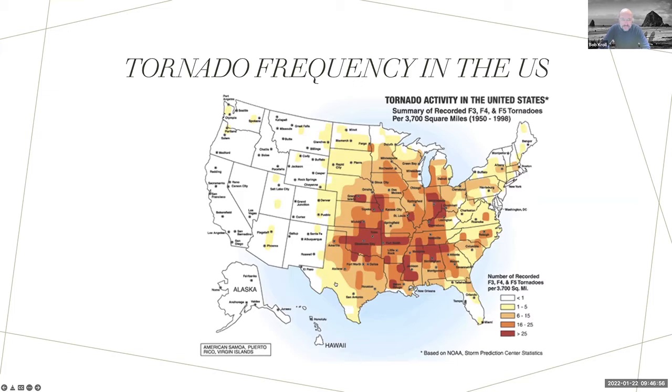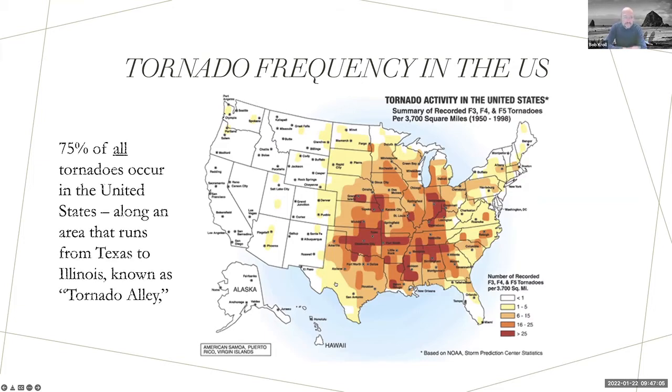In this country, a vast majority of the tornadoes occur in the center of the country, from Texas up to Illinois, in an area called Tornado Alley. 75% of all of our tornadoes are in that region. And this talks about the EF 3, 4, and 5 tornadoes, so I think that's quite violent ones.